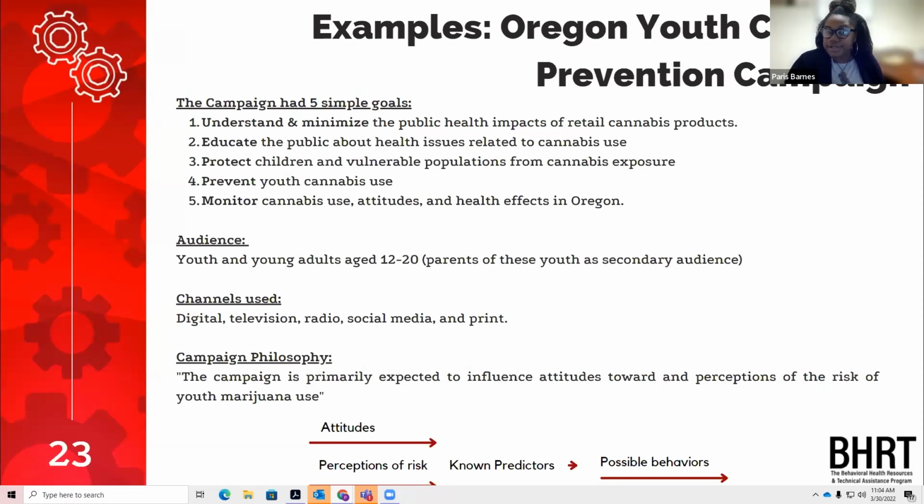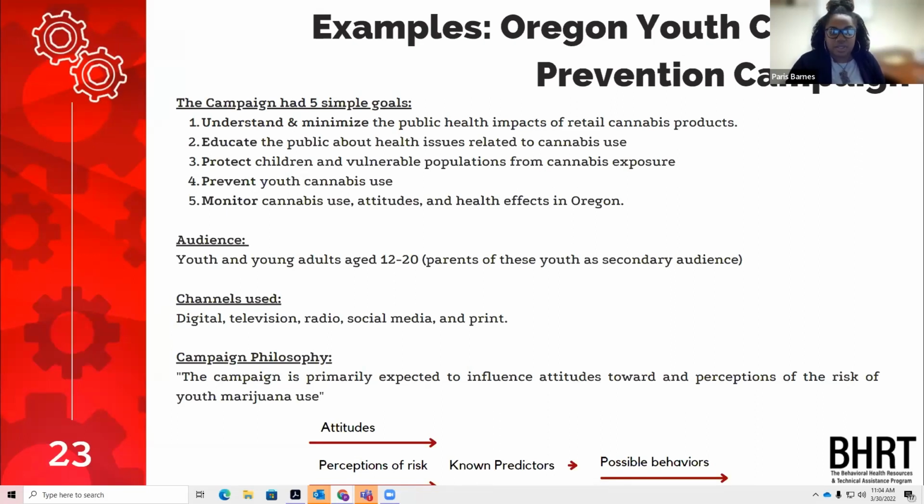So the secondary audience was the parents, because we wanted to make sure that, in the event someone saw this communication, the parents were aware of what was being seen. Oregon determined that it was best to use digital, television, radio, social media, and a small amount of print to get their message out to their community.